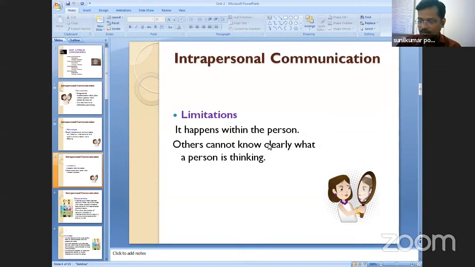Intra means within the person, inter means between two persons. Okay, I will tell you the next topic about interpersonal communication. Is it clear? Intrapersonal communication. Can anyone tell me an example of intrapersonal communication?